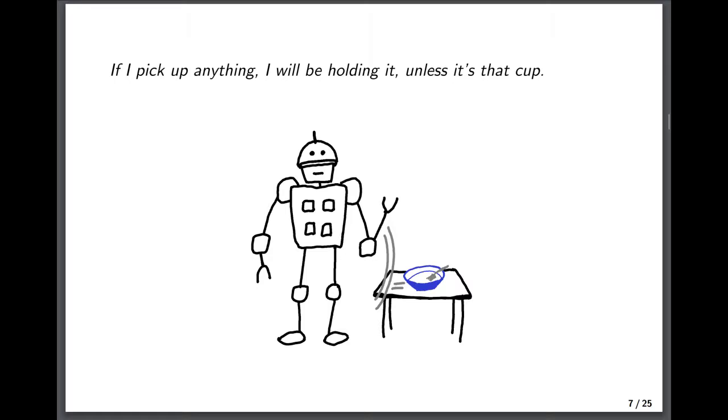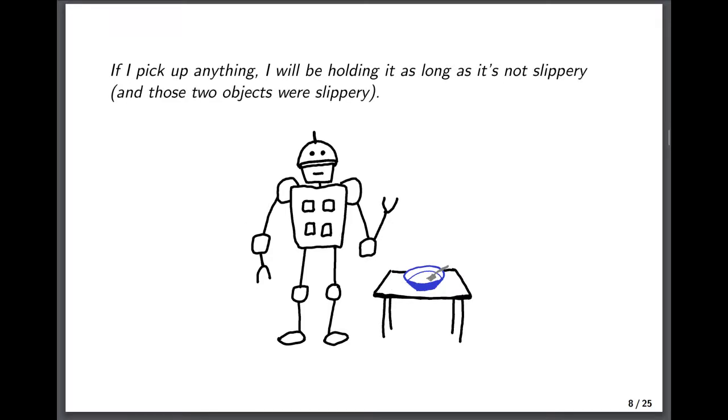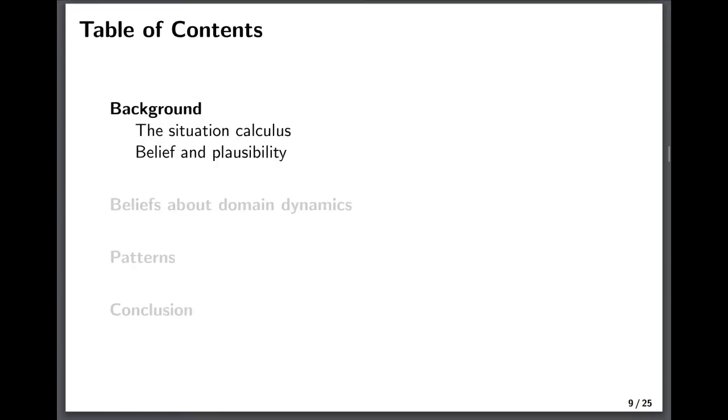Finally, suppose the robot now fails to pick up a different object. This time, the robot may decide that it can only pick up non-slippery objects. So we want to be able to come up with logical theories to describe this sort of thing, so that these changes of belief will come out as logical consequences. We'll be working in the situation calculus, so I'll give some background first.